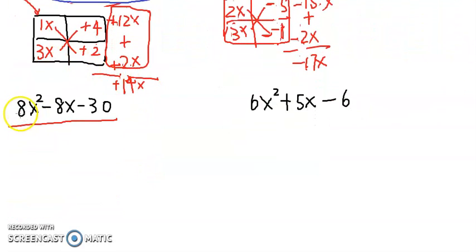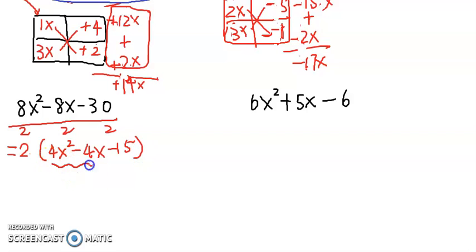But in this example, notice 8, 8, 30, they're all even numbers. That means at least 2 goes into all of them. And after we check, yes, 2 goes into all of them. So we should go ahead and factor out a 2 and divide each of them by 2. Divide this by 2, divide this by 2, divide this by 2. And that will give us 4x squared minus 4x minus 15.